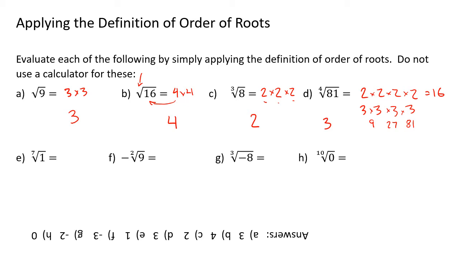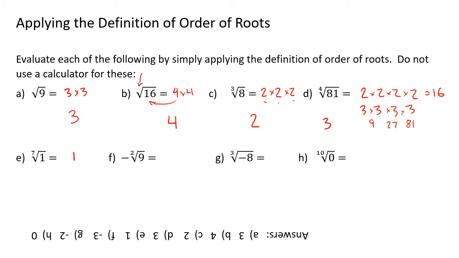Obviously, in test scenarios when you are using radicals, you oftentimes would use a calculator, but this just helps you visualize how these numbers work. Item E, the seventh order root of 1. If you're getting 1, it's just because you have a bunch of 1s multiplied by each other. So the seventh order root of 1 is 1, and that's going to be the case for all the roots of 1. It's always just going to be 1.